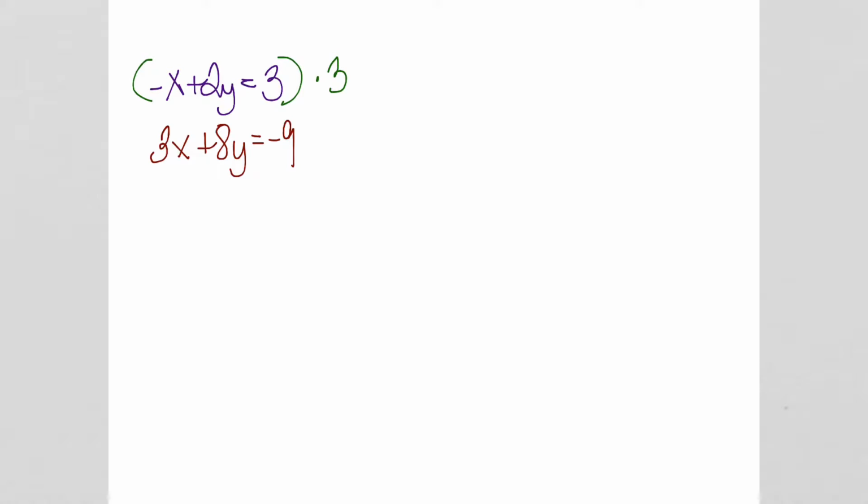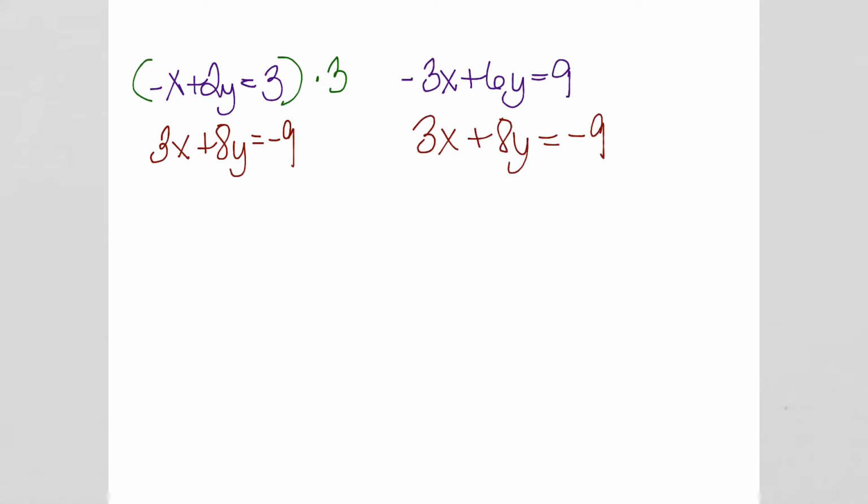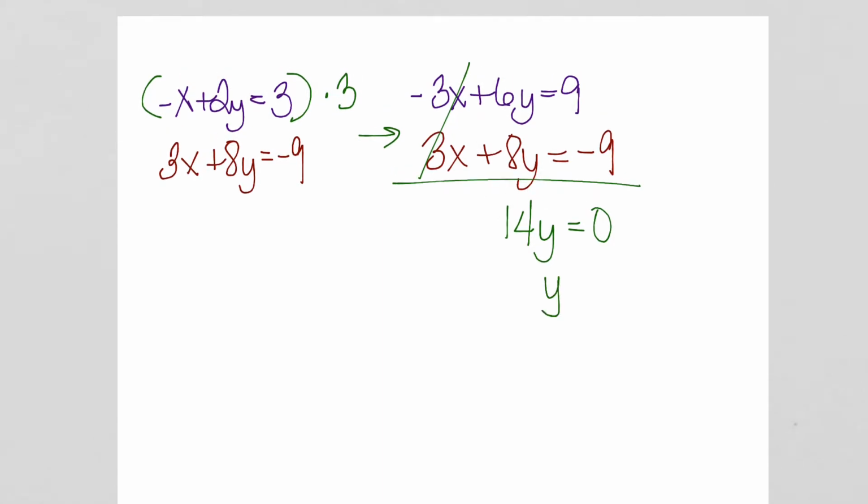So we've got negative 3x plus 6y equals 9, and 3x plus 8y equals negative 9. Add them, our x's go away, so we've got 14y equals 0, so y is 0. So we found one of the variables. Now it's not so bad to go back and find the rest.